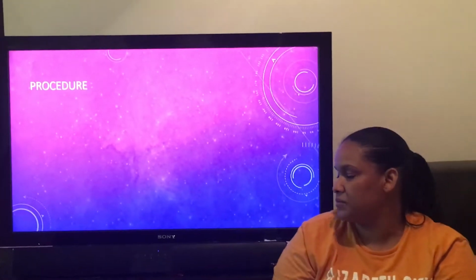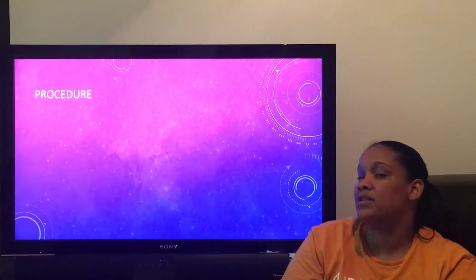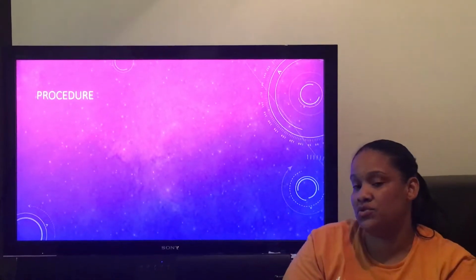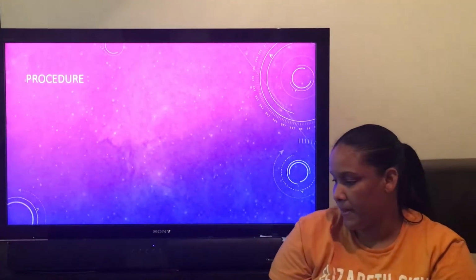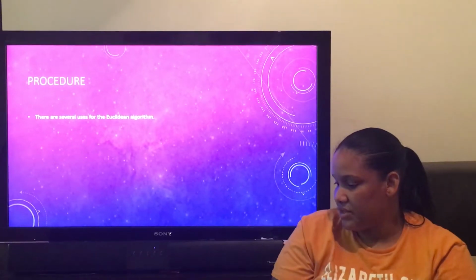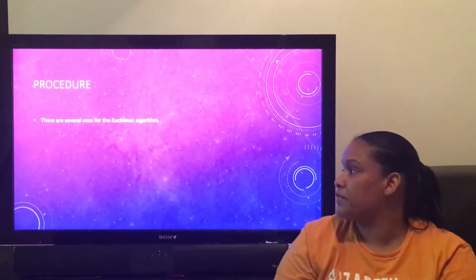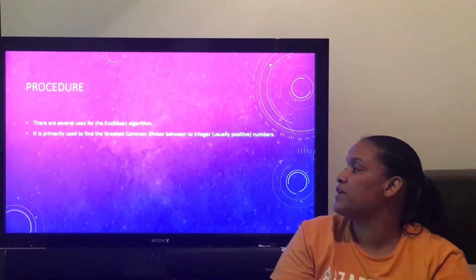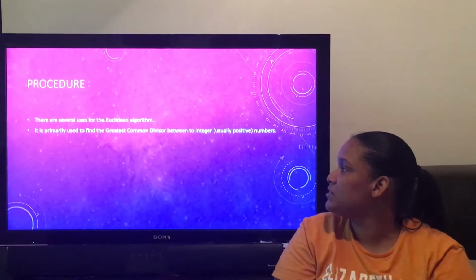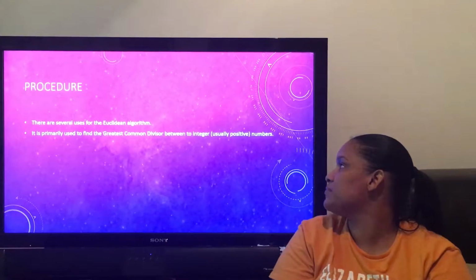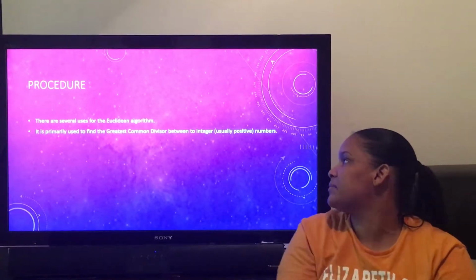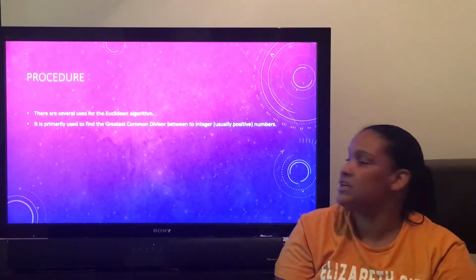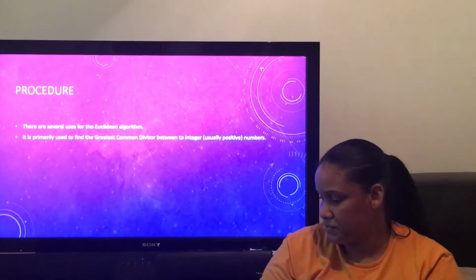So now we're going to talk a little bit about the procedure and how we actually use the Euclidean algorithm. There are several uses for the Euclidean algorithm. It is primarily used to find the greatest common divisor between two integers, usually positive numbers. Please excuse the typo. Both of the numbers are usually positive numbers.